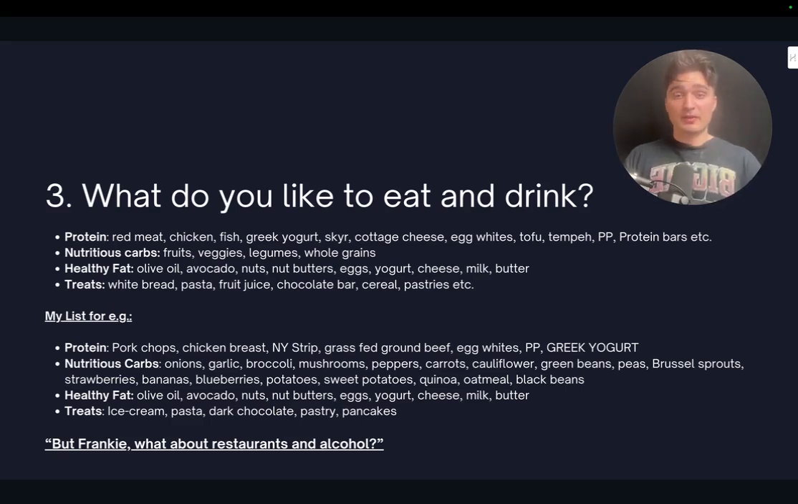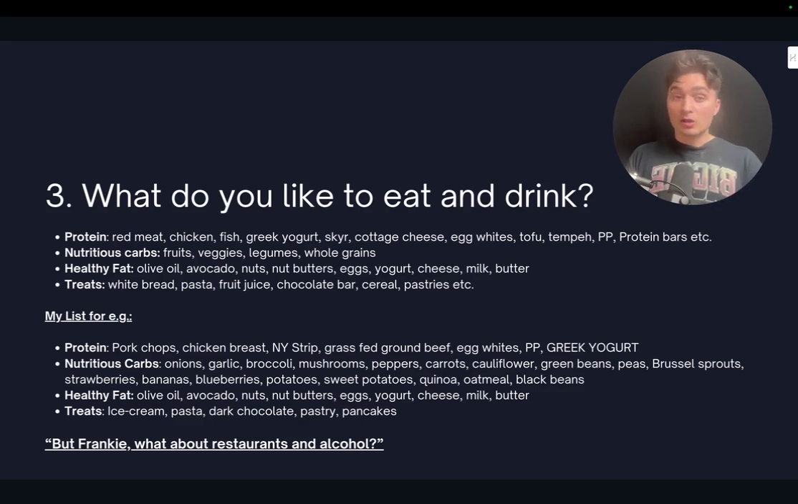Here's my list for my favorite foods. Pork chops, chicken breasts, New York strip steak, grass-fed ground beef, egg whites, protein powder, and Greek yogurt are my go-to protein sources. My carb sources are broccoli, garlic, mushrooms, cauliflower, Brussels sprouts, strawberries, blueberries, potatoes, oatmeal, oats, black beans, a bunch of stuff.